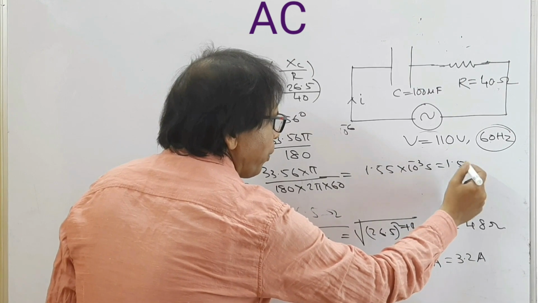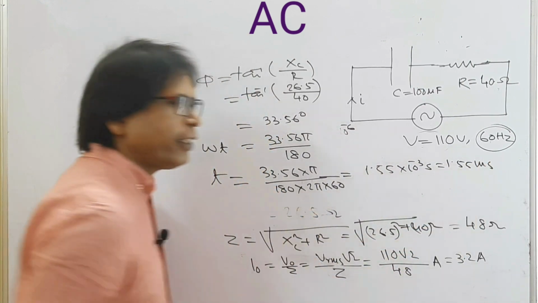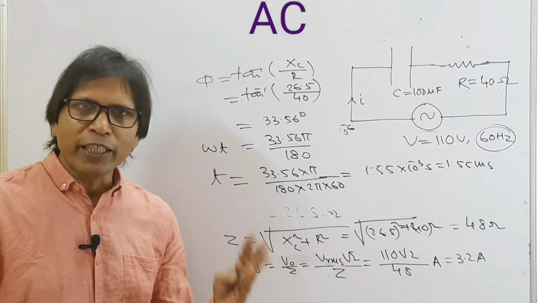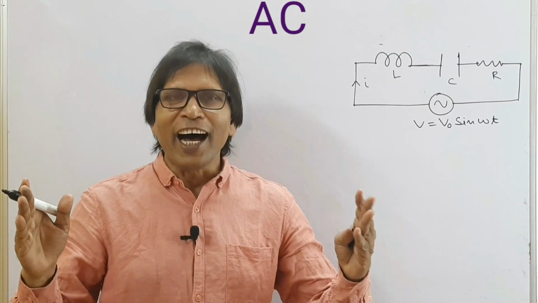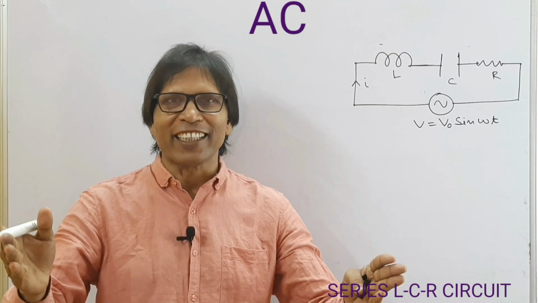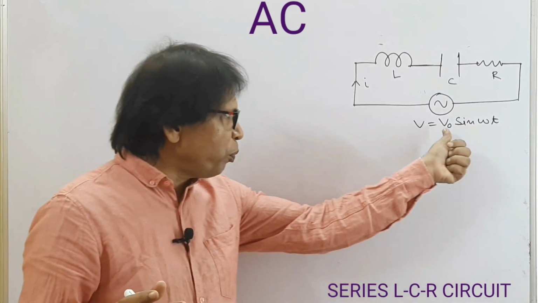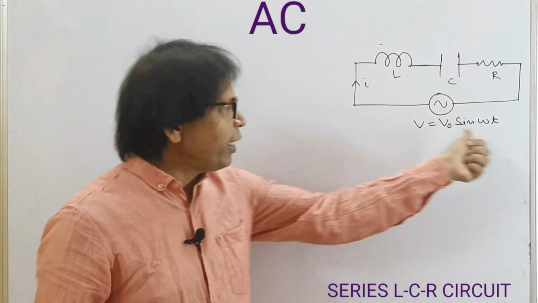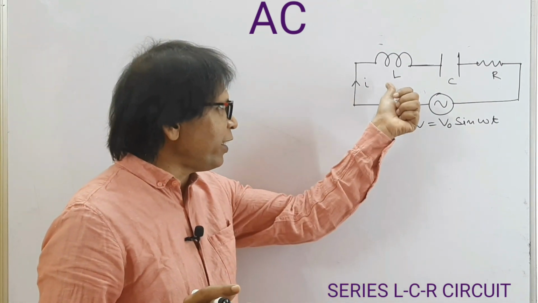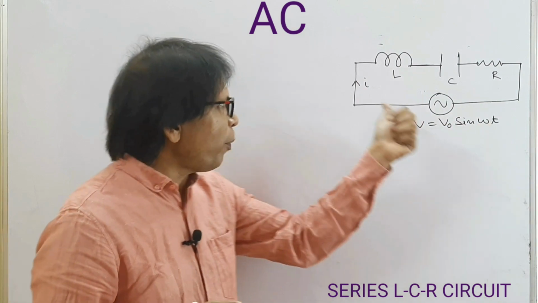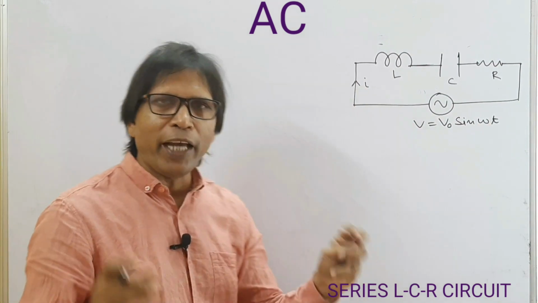That is 1.55 millisecond, the time difference between current maximum and voltage maximum. Okay. Now, series LCR circuit. Suppose V equal to V naught sine omega t is applied in a series LCR circuit. Suppose the instantaneous current be I.